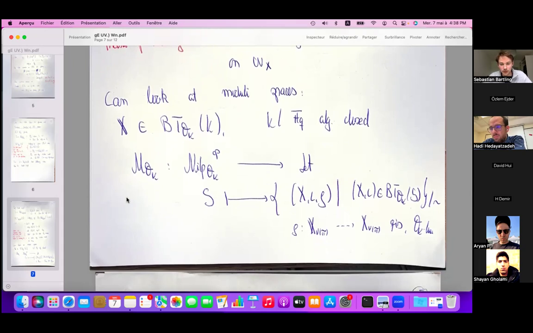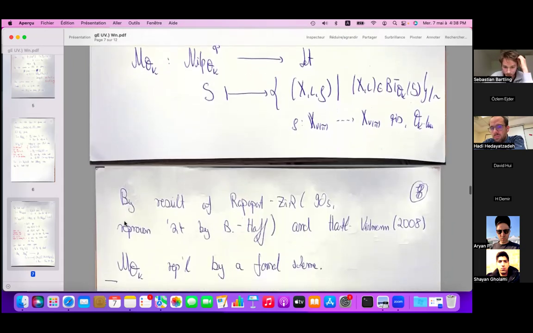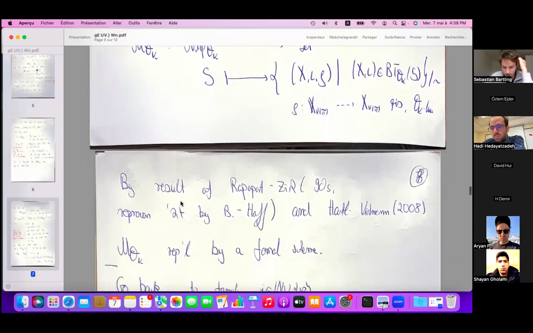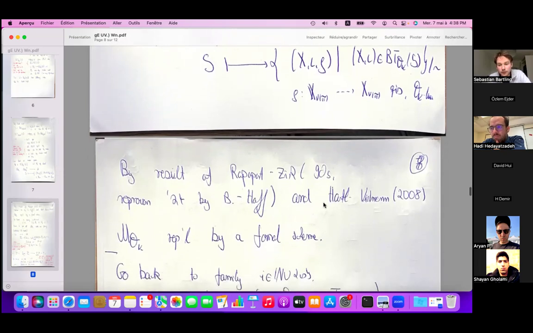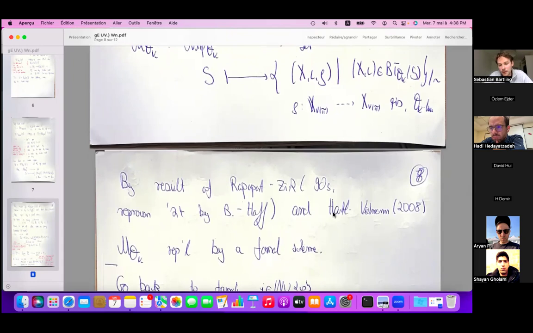Okay, so this is our moduli problem. By results of Rapoport-Zink from the 90s, which together with Manuel Hoff we have reproven last year, this is the p-adic situation. And then by results of Hartl-Viehmann in 2008, this moduli problem is representable by a formal scheme.